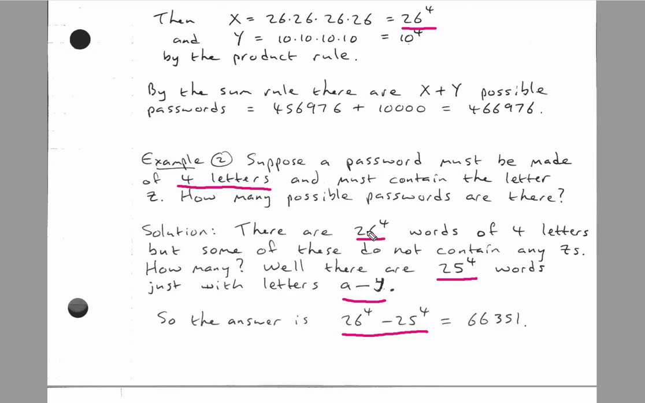Alright, so this is a common counting technique. Look at the whole set and then take away the things you don't want. So that's a subtraction. These good passwords have to contain the letter Z. I mean, they could contain more than one Z. But this way we're counting, we're getting what we want.